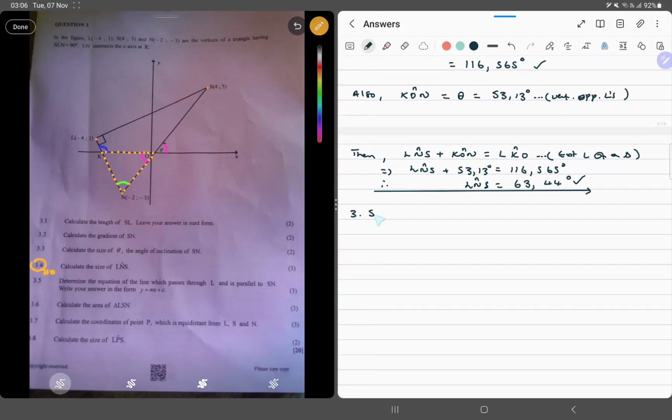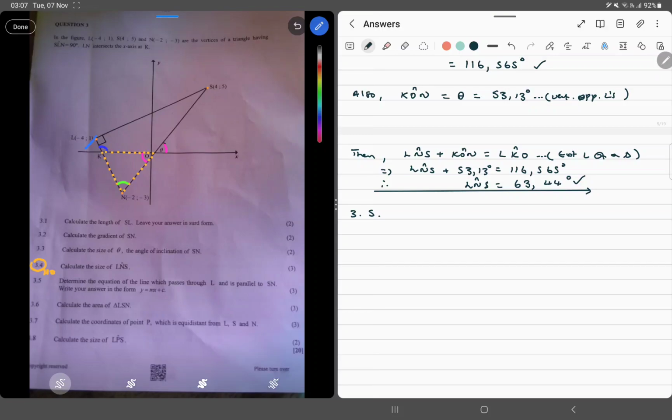Okay, 3.5. Determine the equation of a line passing through L and parallel to SN. Write your answer in the form, so they want this in a standard linear format. Okay. So let's see, where's this line?